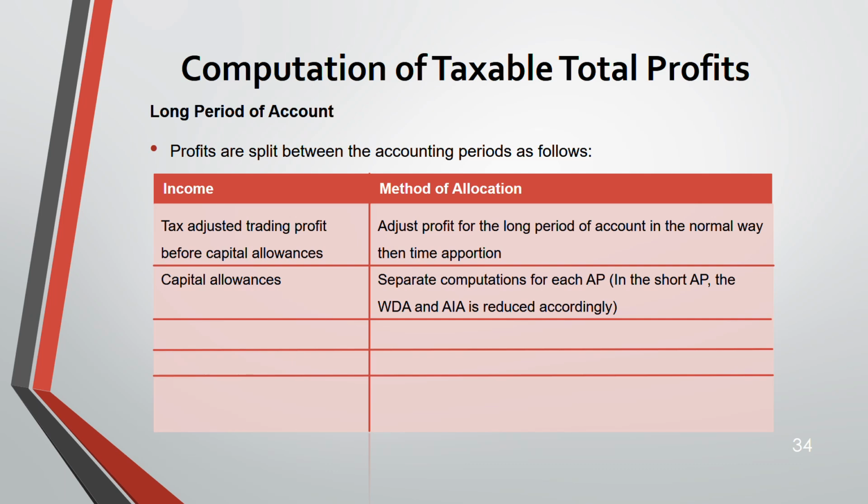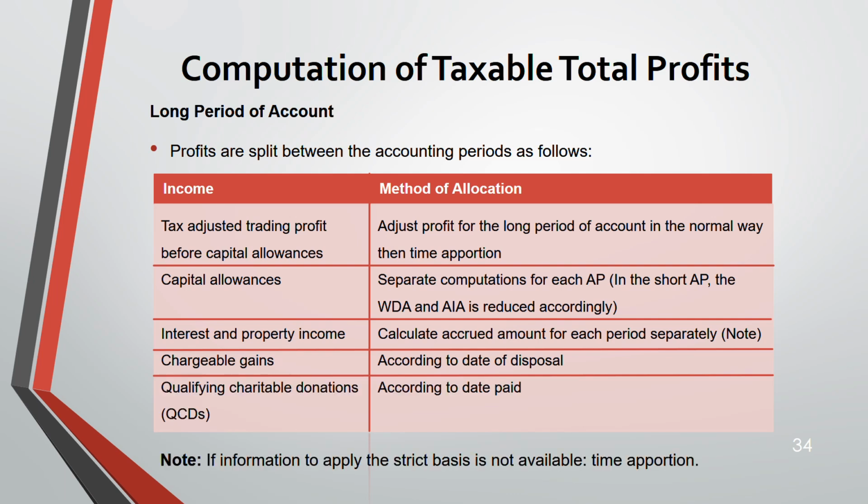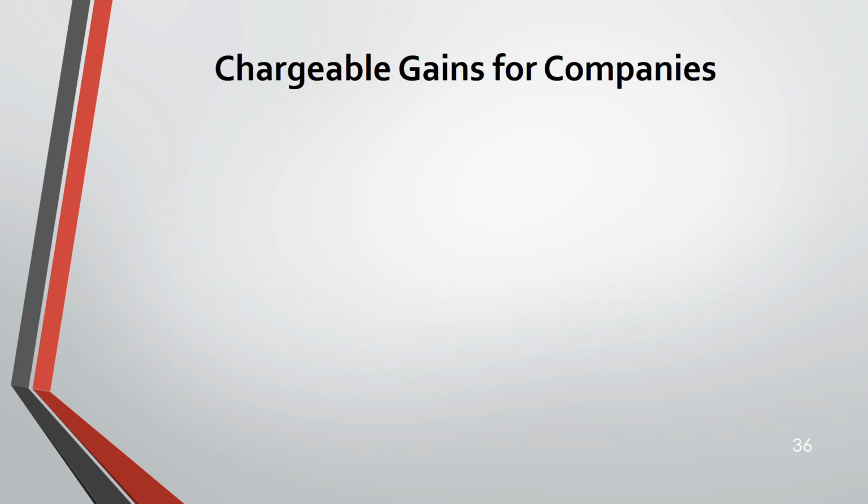Capital allowances: separate computations for each accounting period. Okay. If it's a short accounting period, remember, your WDA and AIA will reduce. Interest and property income: calculate the amount for each period separately. Chargeable gains according to the date of disposal. QCD according to the date paid. If information to apply the strict basis is not available, time apportion. Now, 2 separate corporation tax computations are required with 2 separate payment dates.